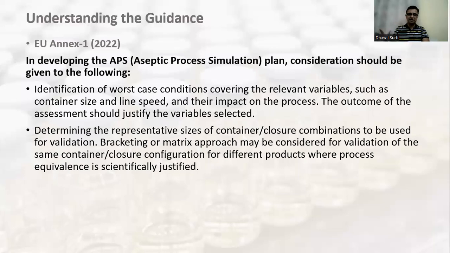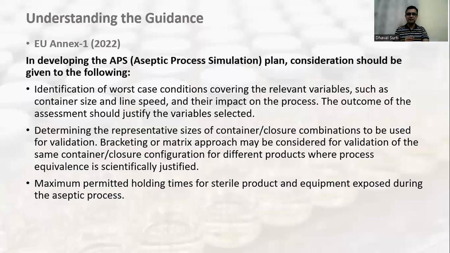When your filtration and filling process is the same, then the same container closure configuration for different products may not need repeat simulation just because there is a new product. If there are no significant changes, for example in your existing process there are two filters and in your new process there is one filter, and in this specific process there is a change in certain simulations which are different from the previously validated media fill, then you may have to repeat the media fill.